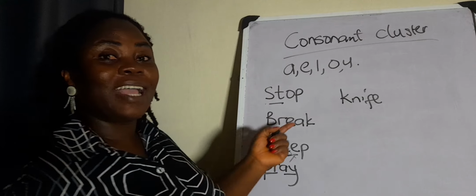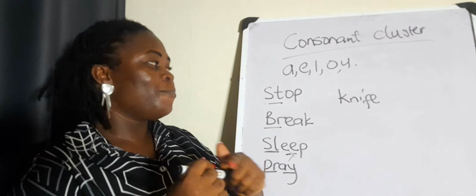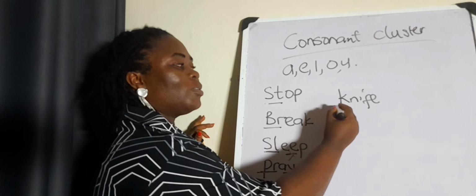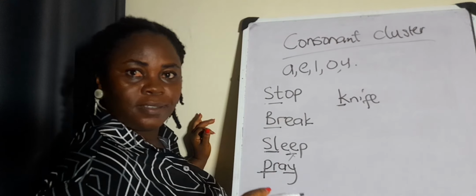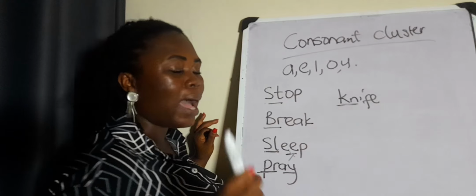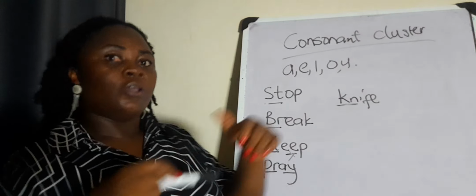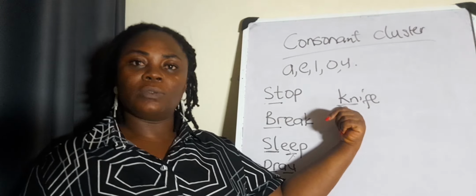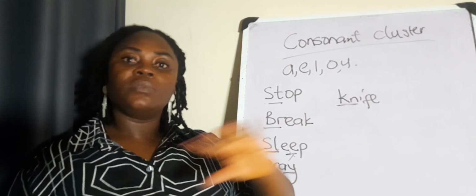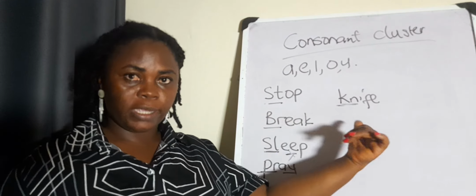You have something like this, knife. Okay? You have knife. And in this knife, K is totally silent. We are only using N. So this is not consonant cluster at all, because you did not hear the sound of letter K, right? This particular consonant didn't give you any sound in this word.